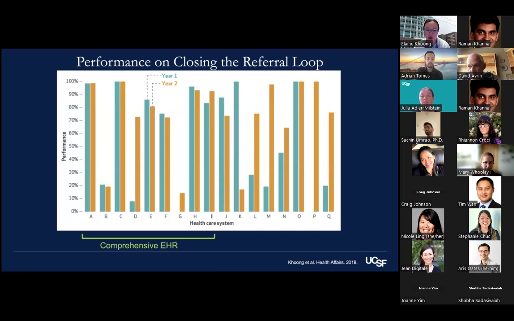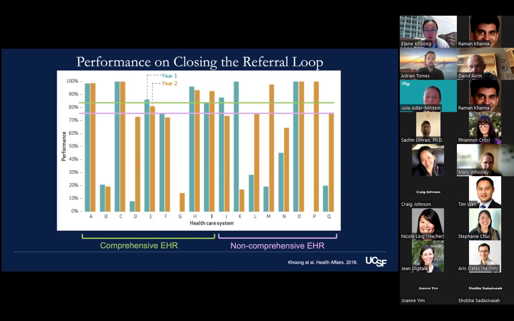But what we did in our study is distinguish between the health systems that had what we called a comprehensive EHR, which really just means having the same inpatient and outpatient EHR, as well as one for labs and radiology, one that includes all the data you might need for some of these performance metrics, versus having a non-comprehensive EHR.